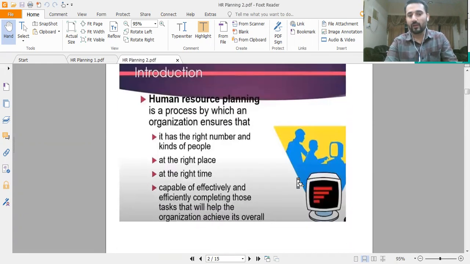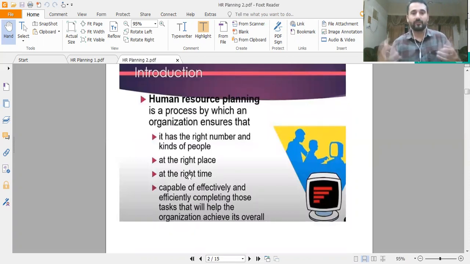Okay, human resource planning. Let me give you a bird's eye view, and some concepts I will discuss in detail at the outset, so you should not miss it. Human resource planning basically is a process by which an organization ensures that it has the right number and right kind of people. 3 R's basically. The right number of people, or the right person at the right place and working at the right time.